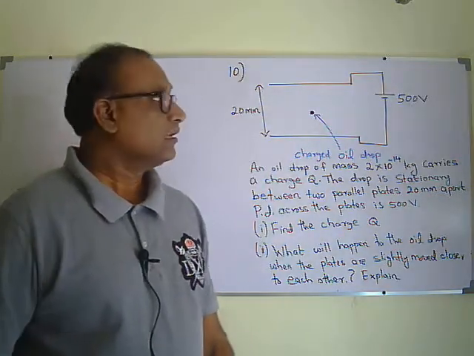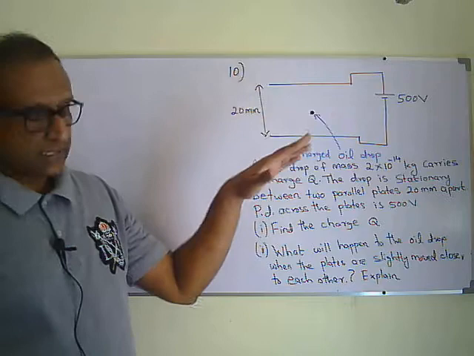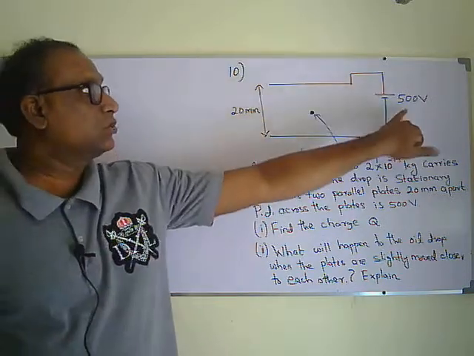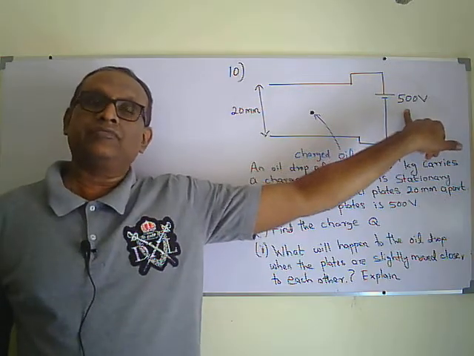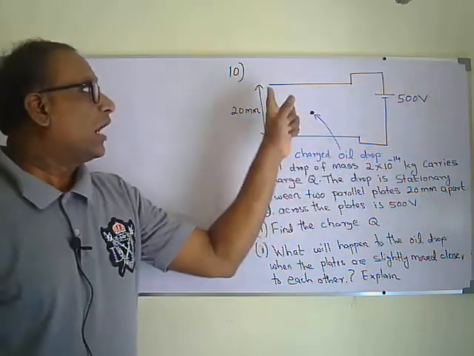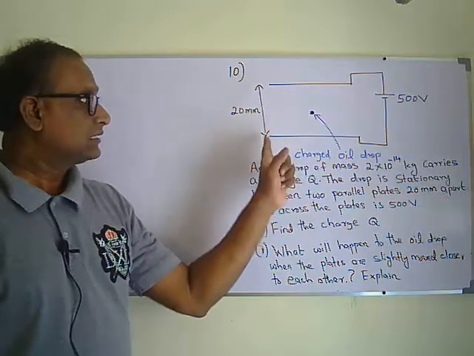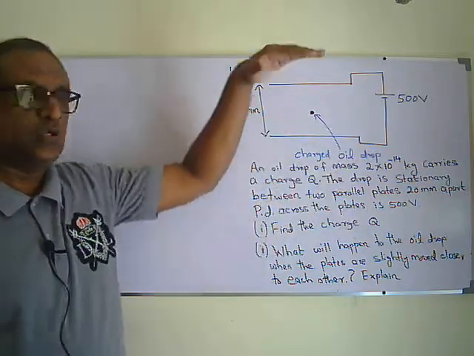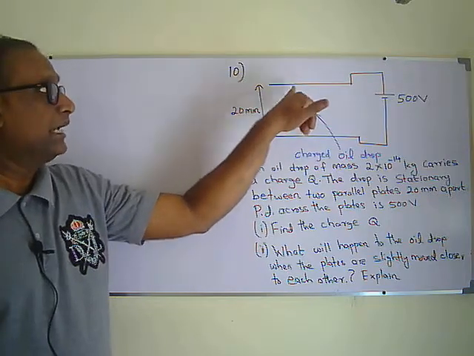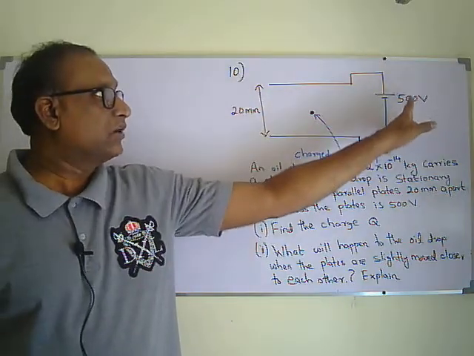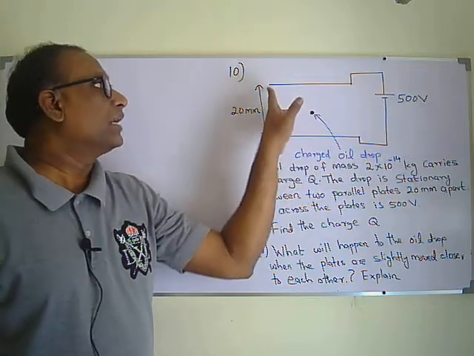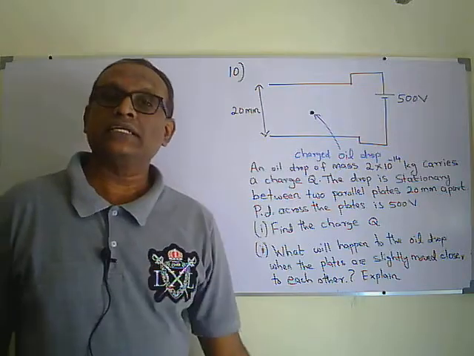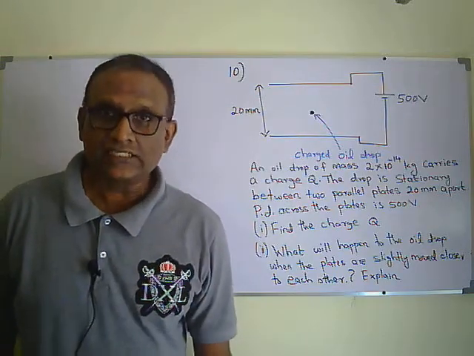Here they are saying, parallel plates are kept like this in a horizontal plane and they are connected to a DC power supply of EMF 500 volt. So the upper plate will become positively charged and the bottom plate will become negatively charged. When you connect a DC power supply to parallel metal plates, the plate which is connected to the positive terminal of the DC power supply will become positively charged and the plate which is connected to the negative terminal will become negatively charged.